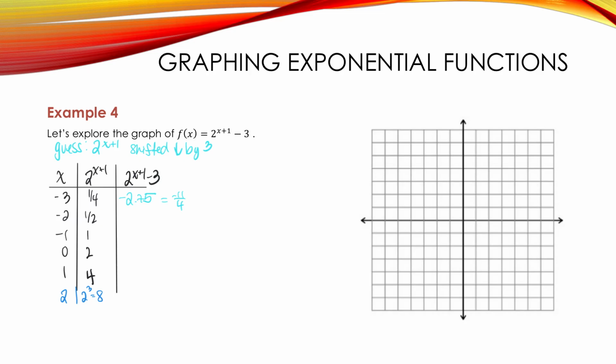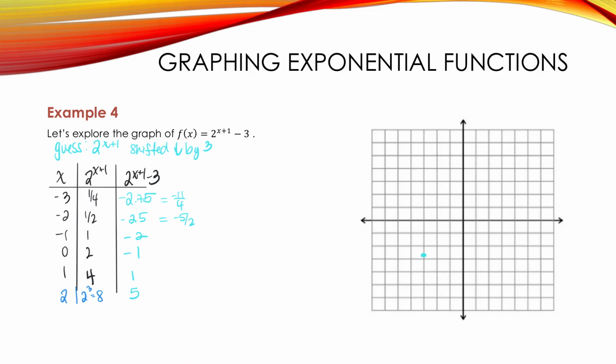1/2 minus 3 is going to be negative 2.5, or negative 5/2. 1 minus 3 is negative 2. 2 minus 3 is negative 1. 4 minus 3 is 1. And 8 minus 3 is 5. So now that one will fit on our graph. So we have negative 3, 1, 2, 3, negative 1, 2.75.